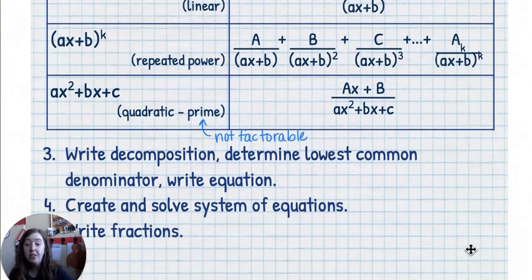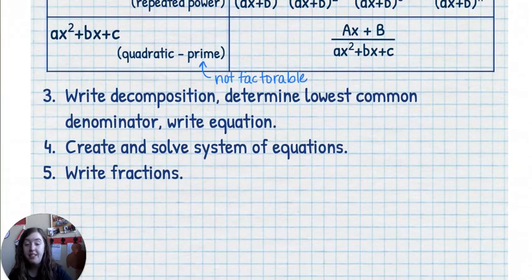Okay, so what you're going to do next is write out that decomposition with the terms we decided above. Then we're going to determine our lowest common denominator and write an equation. Once we write that equation, we're going to create and solve a system of equations using matrices. And once we find out what A, B, C, D, whatever our letters are equal to, we can write out our fractions.